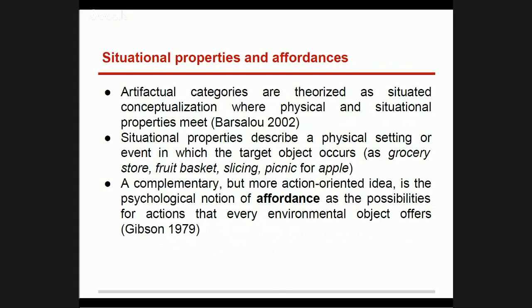In this work, we try to combine the cognitive psychology notion of situational property with that of affordance, a psychological notion that is widely used in robotics. It is a more action-oriented idea and concerns the kind of action you can do with an object. So no spoiler about the result in this presentation. If you are curious about which kind of information is more useful for this automatic classification, I will wait for you at the poster.